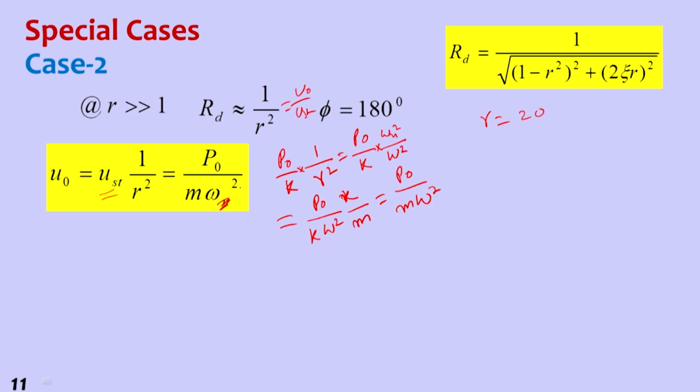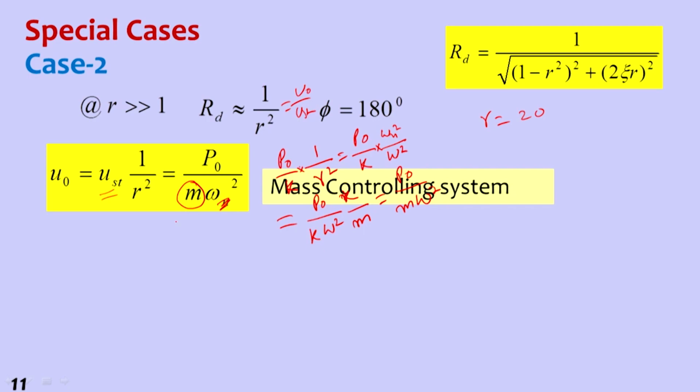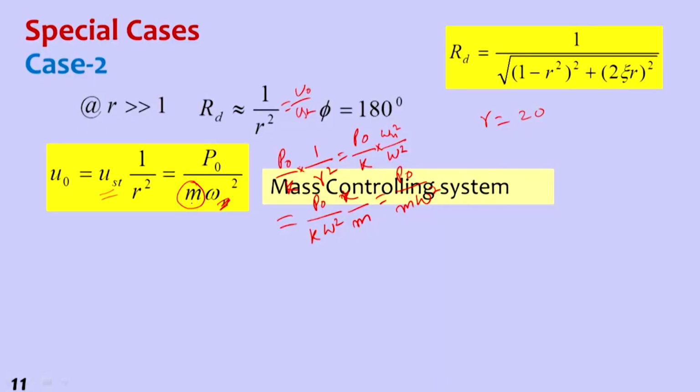If we look at this, it is controlled by mass. So the system parameter here is mass: more mass, less amplitude; less mass, more amplitude. In the earlier case, more stiffness meant less displacement, and less stiffness meant more displacement. That was special case 1, and this is special case 2.